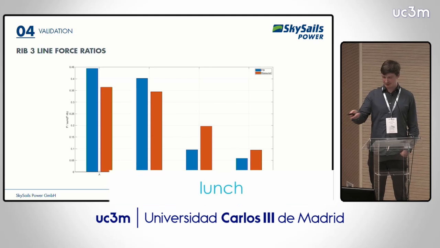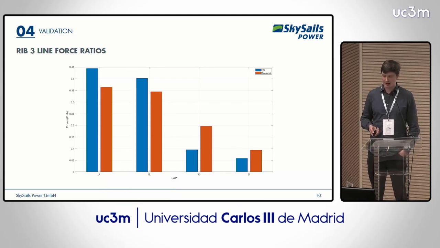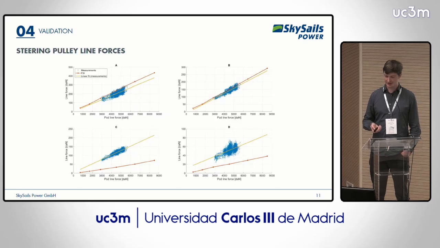The same thing can also be represented using a bar plot. I summed up the total forces acting on this rib and took the ratio of each line force divided by the total amount of forces. So you can also see here that forces in A and B are overestimated, in C and D underestimated. So something is wrong there, or not as physical as we hope.